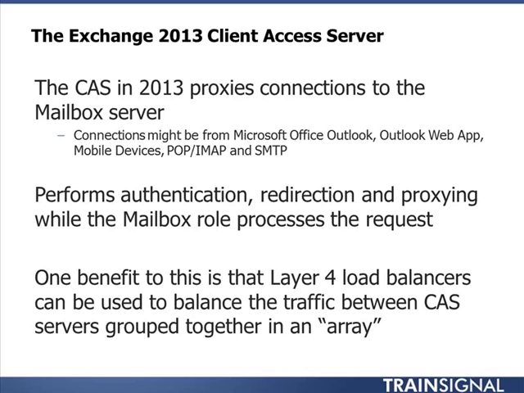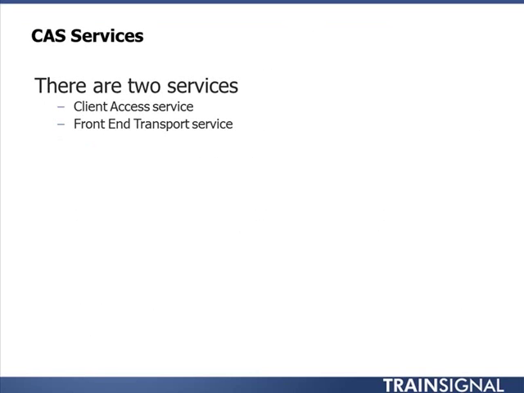So that's just an added benefit to the change in the architecture, going to the client access server handling all of that traffic in that way. So that's just one of the benefits to adjusting the architecture to a 2-server role environment with the client access server handling connections in this way. Now, we mentioned that there are 2 services, the client access service and the front-end transport service.